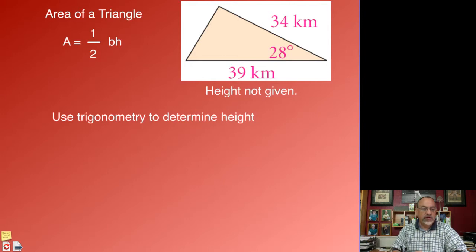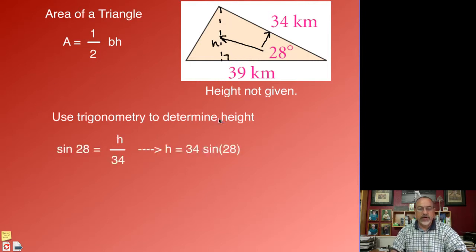Well, actually, if we were to draw our own height using this side as our base, and we drew our height down here, this creates a right triangle over here, and we could use trigonometry because opposite this angle, and then this is the hypotenuse, we could use the sine ratio. So the sine ratio would give us the height. So the sine of 28 would be h over 34, and solving that for h, we get 34 sine 28 as our value for h, which would be our height.